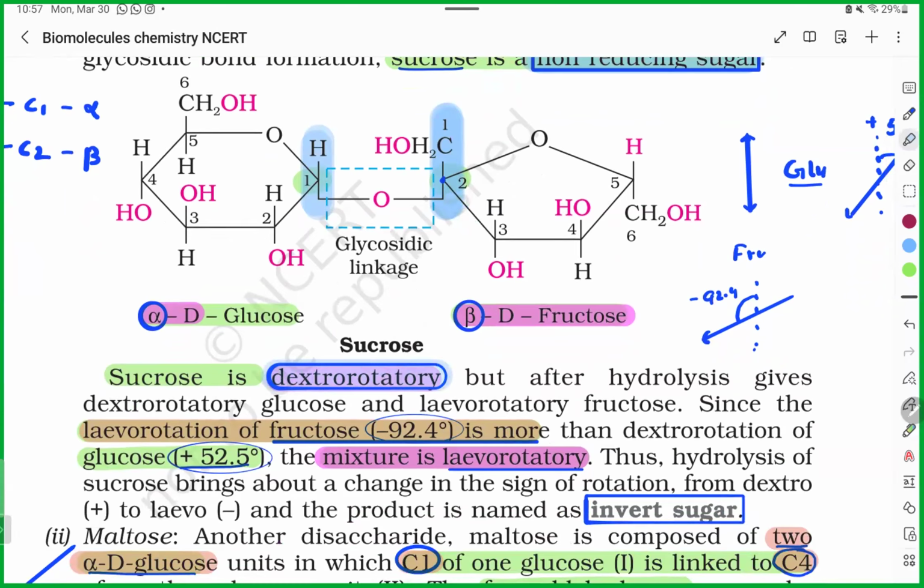First thing is this. But after hydrolysis, dextrorotatory glucose and levorotatory fructose. Since fructose is more negative, 92.4 is more than glucose 52, the mixture is levorotatory. Thus, hydrolysis of sucrose changes the sign of rotation. That's why we call it invert sugar.